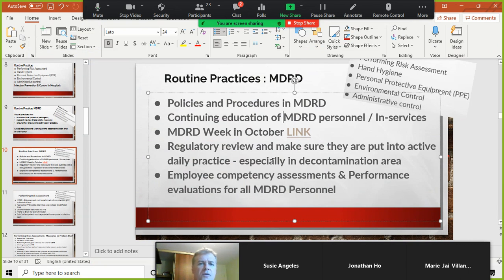Regulatory review, make sure that everything is put into daily practice, especially in the decontamination area. Employee competency assessments and performance evaluations for MDRD personnel. And we are actually starting to see these routine practices because of COVID-19.